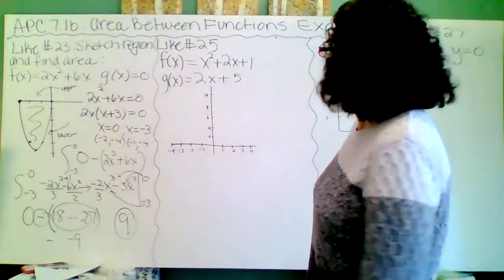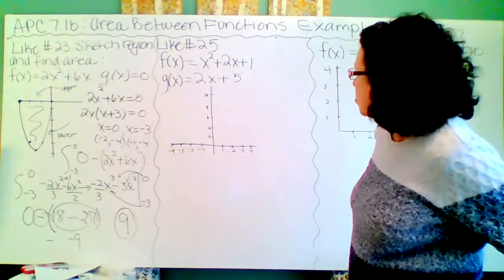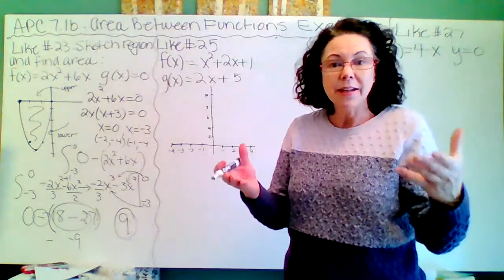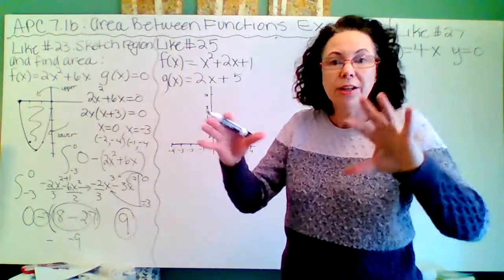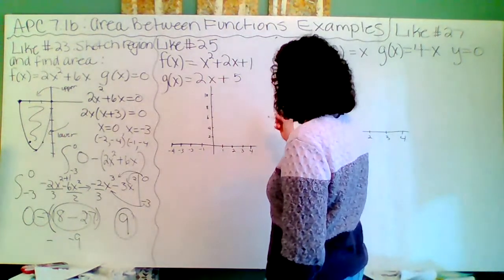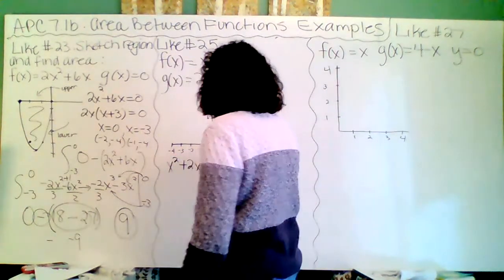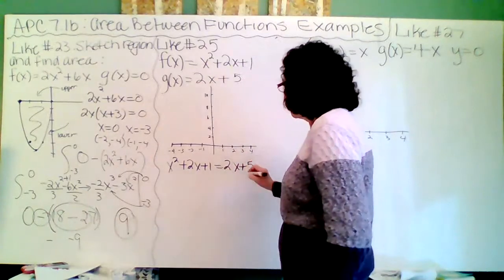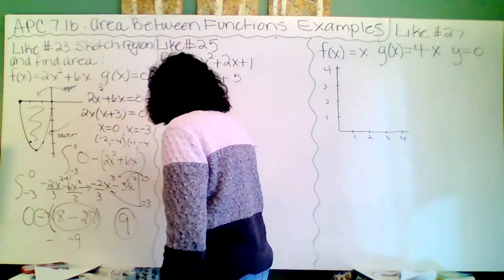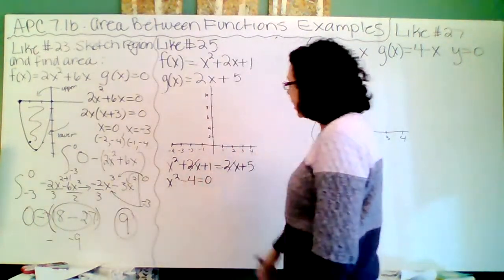Let's take a look at number 25. They want the area between these two functions, x squared plus 2x plus 1 and 2x plus 5. They must intersect at some point, holding a region. I need to know what that is. So let's set these two functions equal to each other to find where they intersect. Let's see, I will subtract the 2x and the 5 from both sides. So the 2x's cancel, x squared minus 4 equals 0. I know how to solve this.